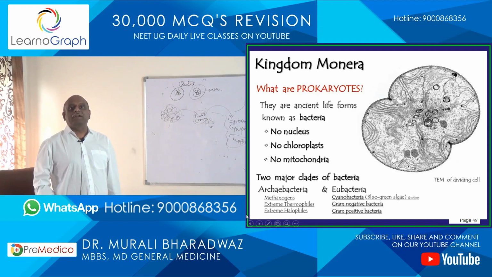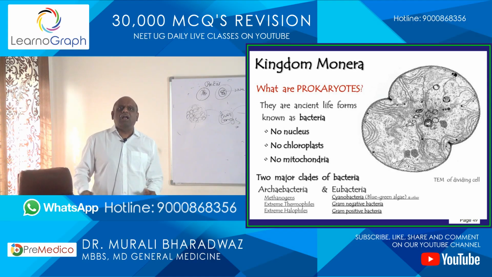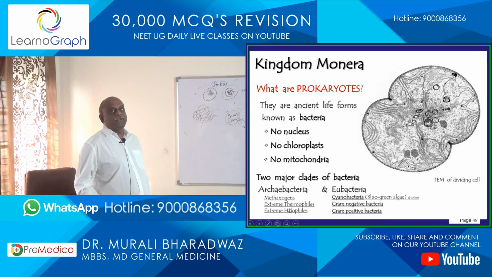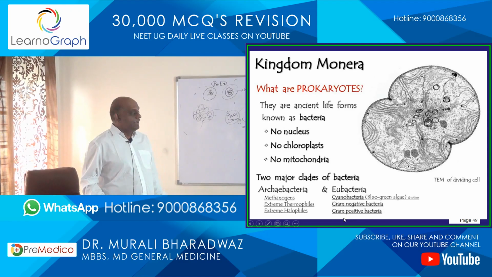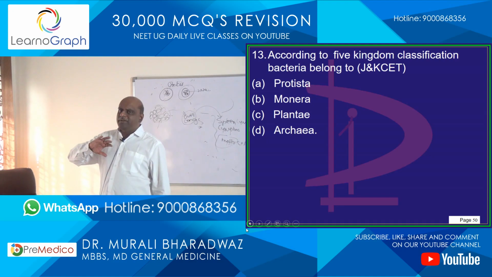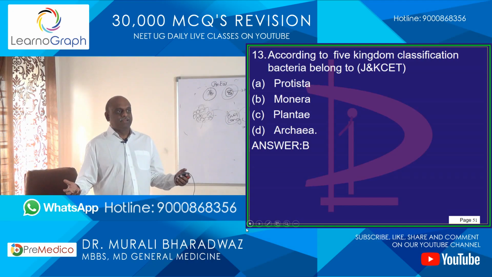So, extreme halophiles. What is halo? Salt is called halo. Please remember these prefixes and suffixes. If an organism grows even in extremely salty water, it is called a halophile. Extreme halophile, extreme thermophile and methanogens: these three are called archaebacteria. And what are eubacteria? Blue green algae, gram negative bacteria, gram positive bacteria. These are called eubacteria. That is what you should remember. Now, according to the five kingdom classification, bacteria belong to which kingdom among these five? Very easy question. All bacteria are monerans, basically.